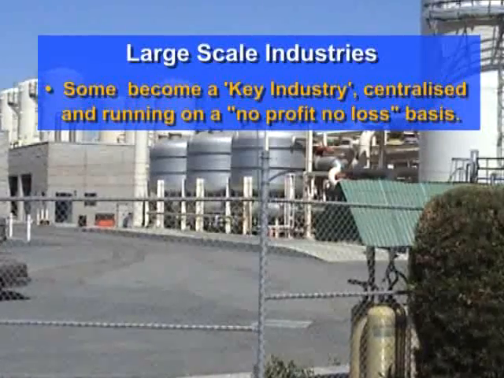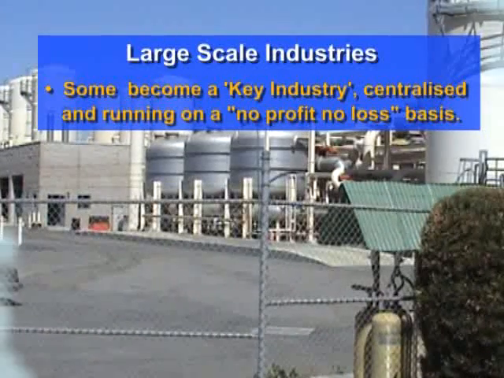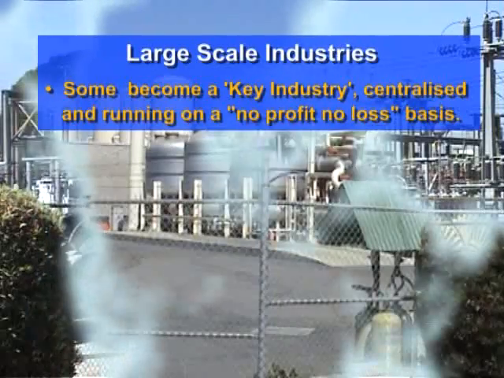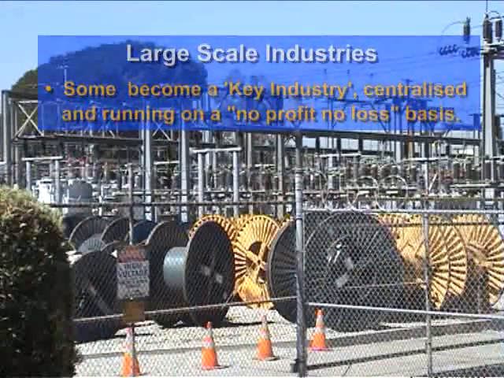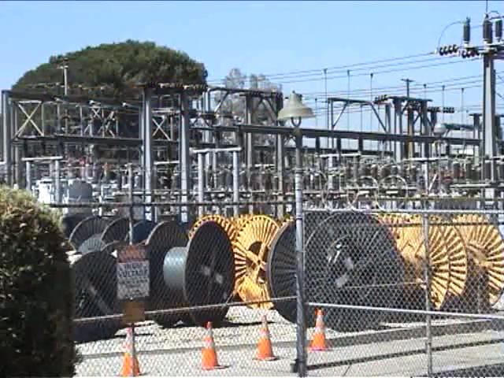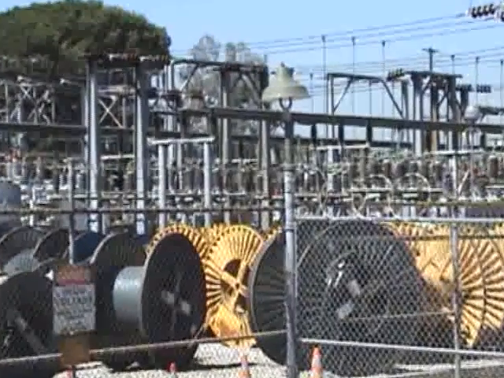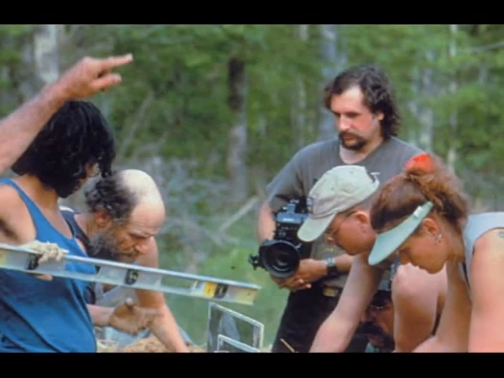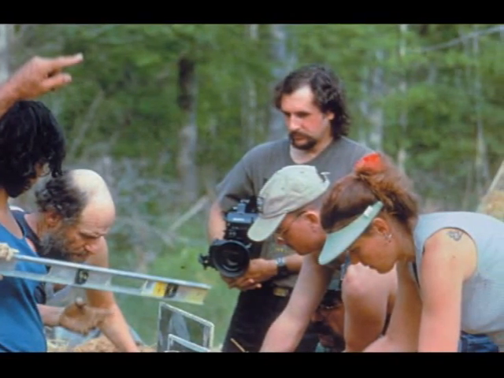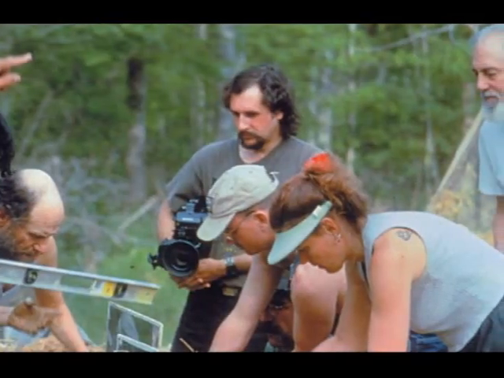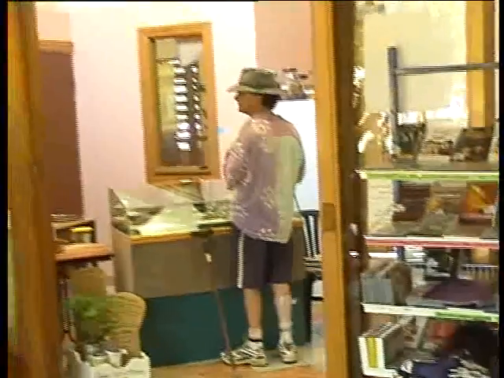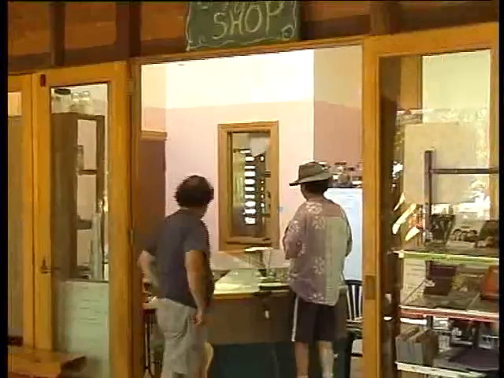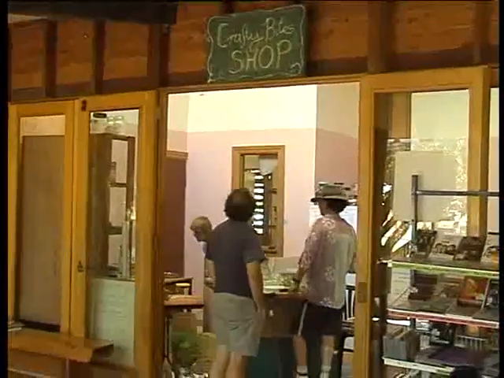Key industries should operate on the principle of no profit, no loss, and be centralized rather than decentralized. Examples include pharmaceuticals, raw material, and large-scale energy suppliers. Cooperatives have the potential to employ many more people than medium and large capitalist businesses, and at a fraction of the cost. In a Proutist system, the active support of both small-scale business and of cooperatives is a major factor in guaranteeing full employment.